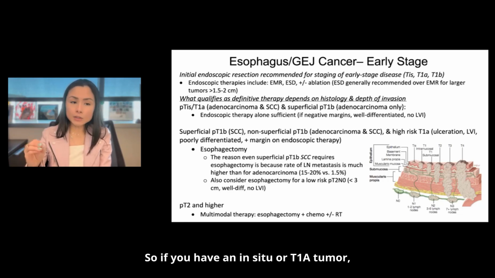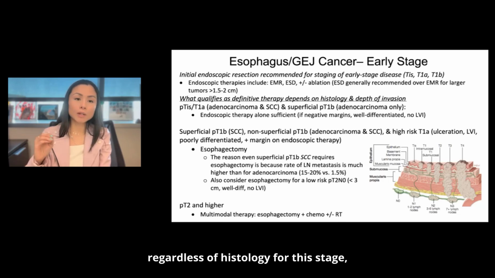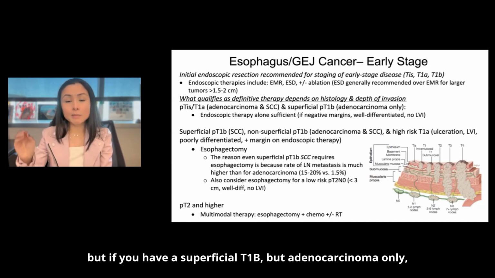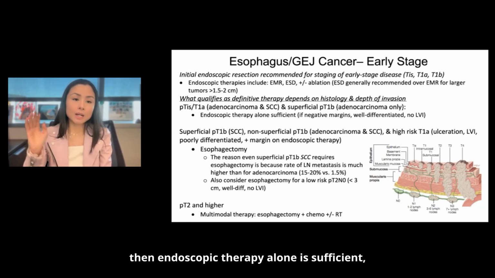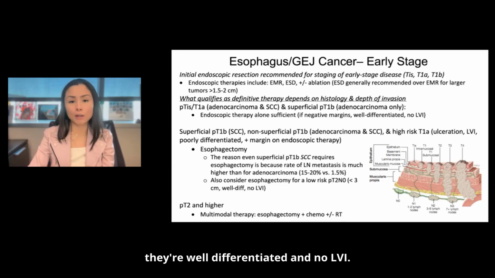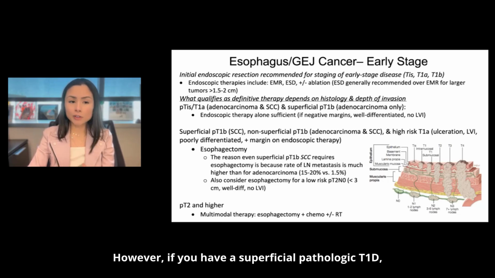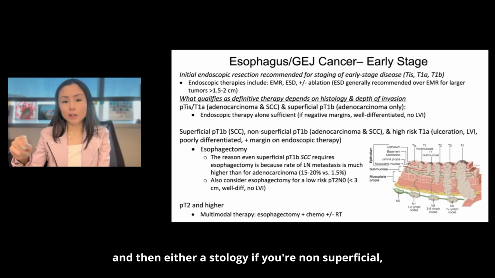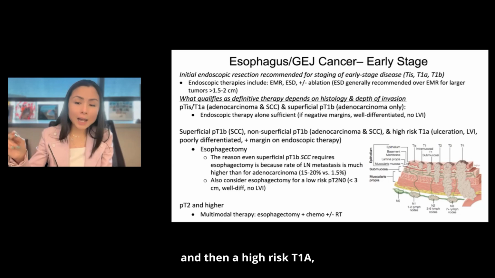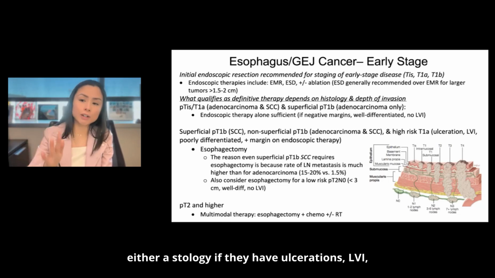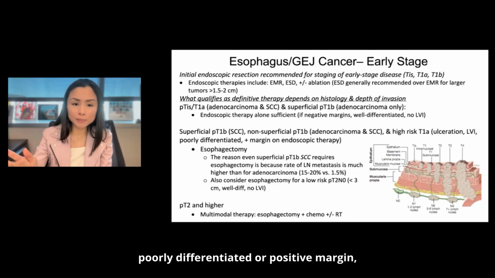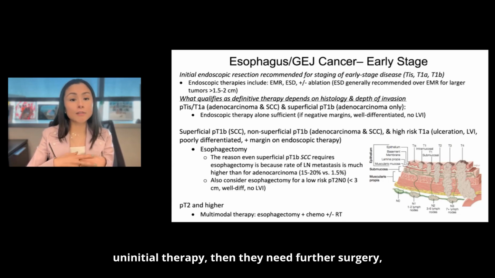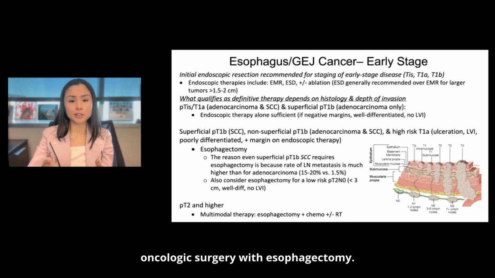So if you have an in situ or T1A tumor, regardless of histology for this stage, but if you have a superficial T1B but adenocarcinoma only, then endoscopic therapy alone is sufficient, presuming they have negative margins, they're well differentiated, and no LVI. However, if you have a superficial pathologic T1B, but you're a squamous cell carcinoma, and then either histology if you're non-superficial, and then a high-risk T1A, either histology if they have ulcerations, LVI, poorly differentiated, or positive margin on initial therapy, then they need further surgery, oncologic surgery with esophagectomy.